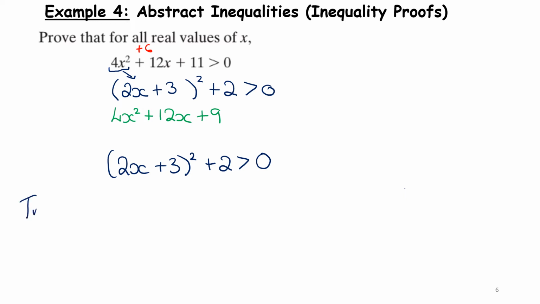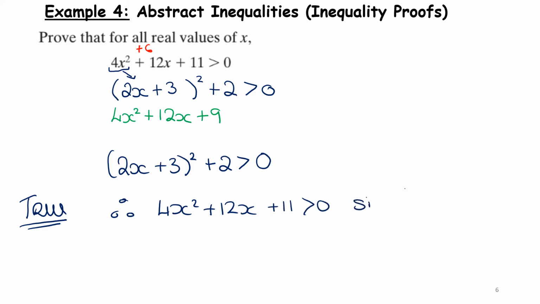Okay, because this is true, therefore 4x squared plus 12x plus 11 is greater than 0, since any real number squared is greater than or equal to 0. So we have a number that's greater than or equal to 0. We add a 2, and that number has to be greater than 0.